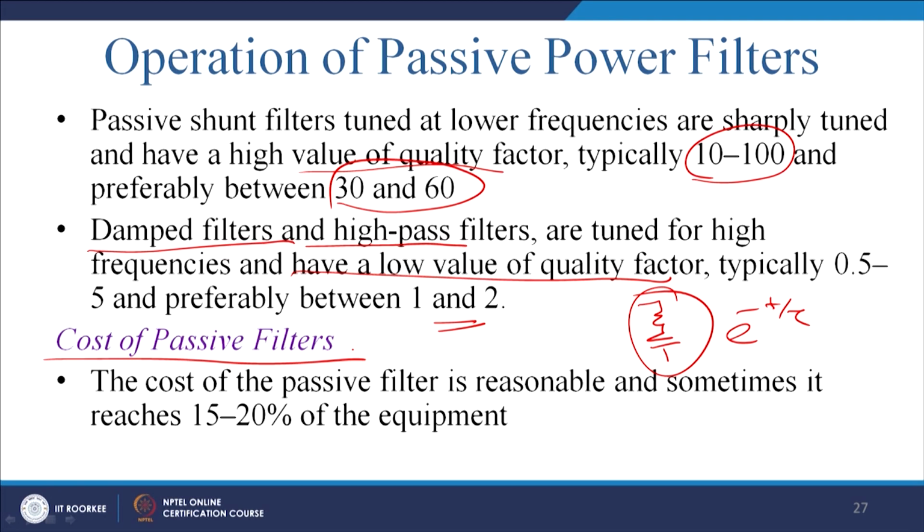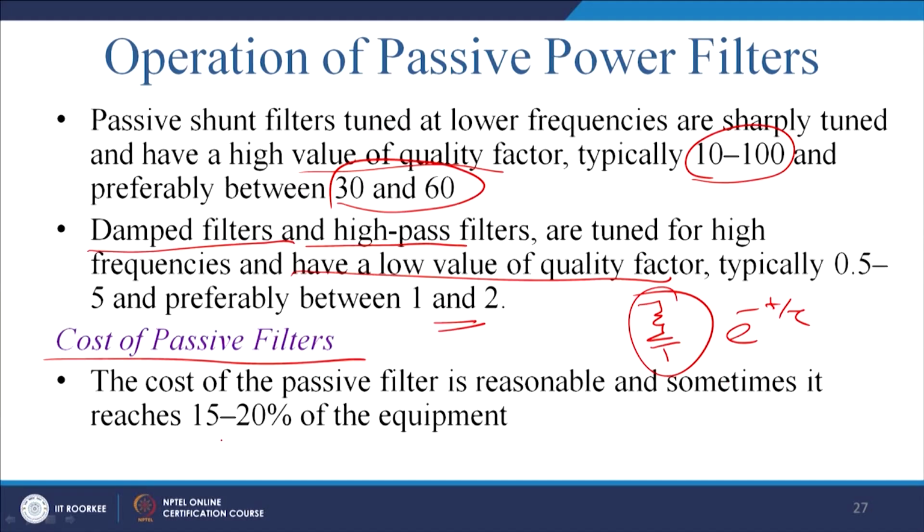One of the advantages of the passive filter is that it does not see the total rating, it only sees the voltage rating. Of course, you require to choose the capacitor of the higher voltage rating, but since current will be very low, the power rating of those passive filters connected in the shunt path is low, and for this reason we prefer to connect them in the shunt path also. The cost of the passive filter is reasonable, and sometimes it reaches this of the equipment.